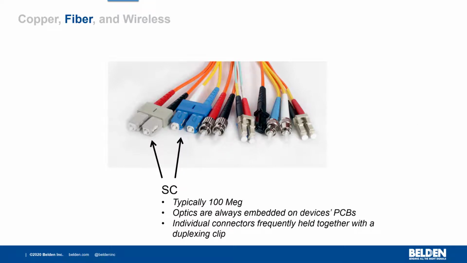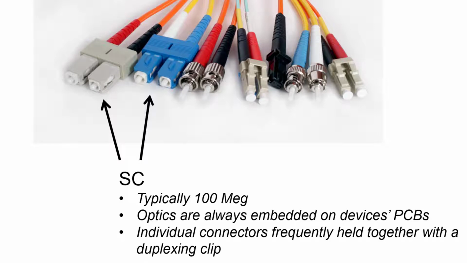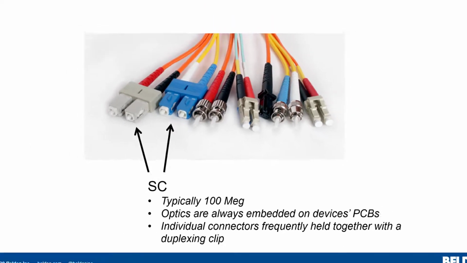Next, we have the SCs. SCs are typically utilized for 100 megabit, and the optics are almost always embedded in the device's PCBs. So you will likely see a switch with an SC socket embedded in it. This is not something that can later be added onto the device, so do be aware of what your fiber requirements are going to be, and whether it is then multi-mode or single mode.